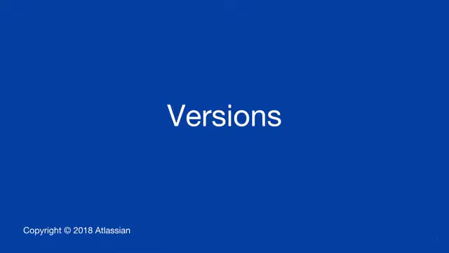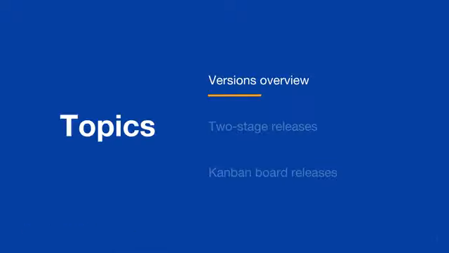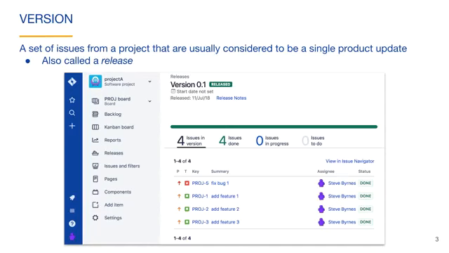In this video, we will discuss versions. We will start with the versions overview. A version is a set of issues for a project that are usually considered to be a single product update. The word usually is used here because it is up to the team to decide the purpose of the version. A version is also called a release.